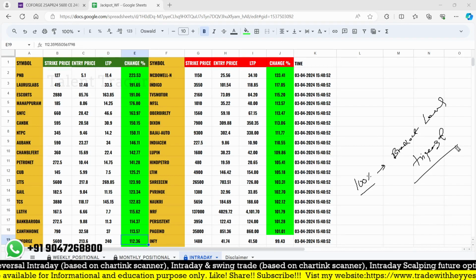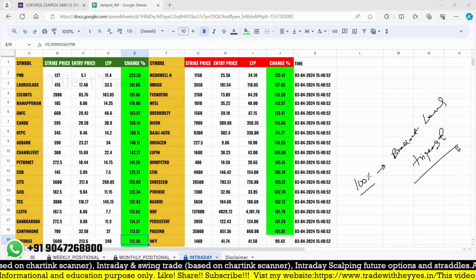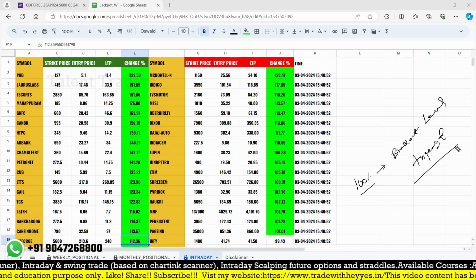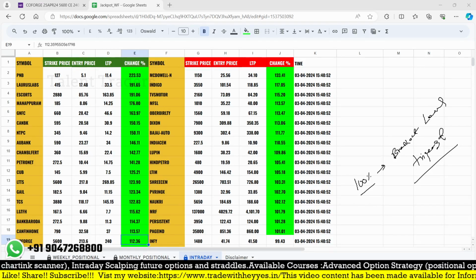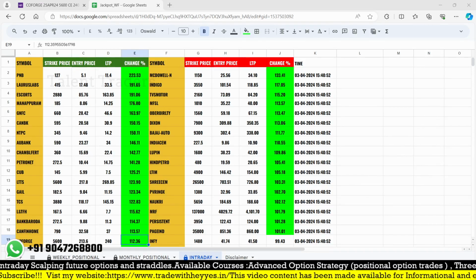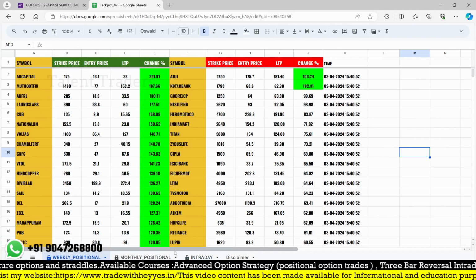Some concepts like weekly and monthly depend on our positional strategy concept, so don't get confused. If you are using it only for intraday, just follow these steps. And if you know my advanced option strategy and have already finished my courses, you can use it weekly and monthly also.